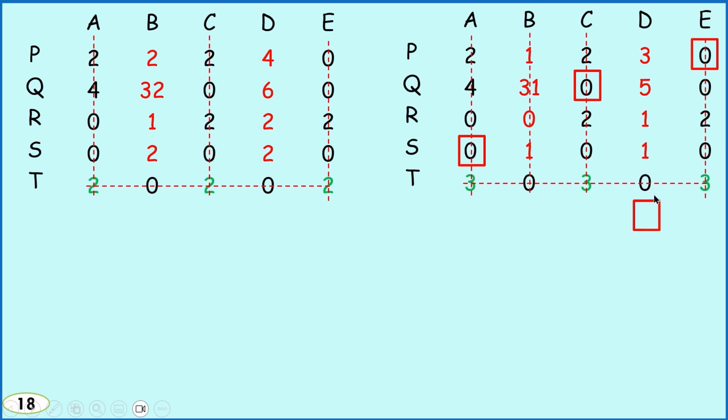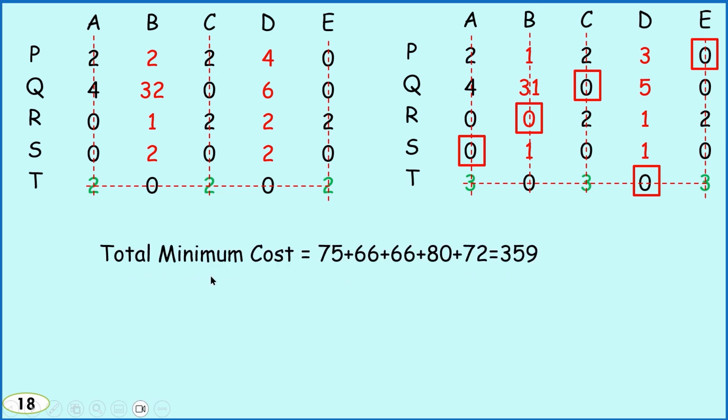So you assign this zero to D, and then obviously for the other zero, this zero I can't assign to B, so this zero will be assigned to B. So now I got a total of 5 allocations. At these zeros, I will first identify the initial value in the initial matrix, and if I add all the values, that will be 359. So that is the total minimum cost.